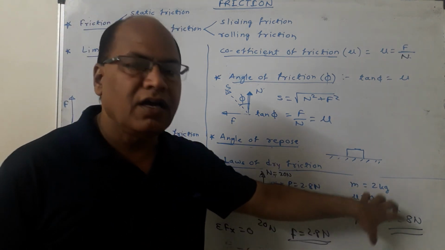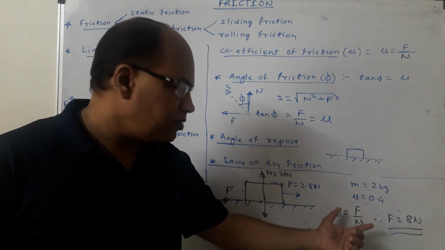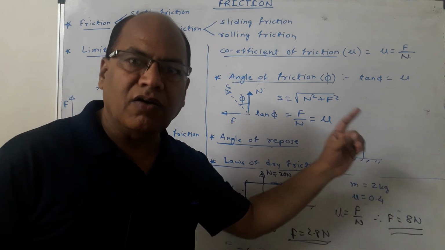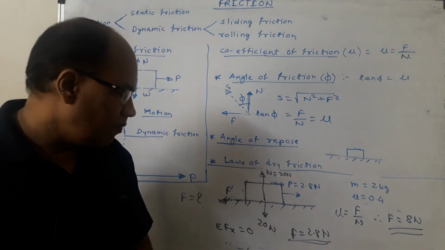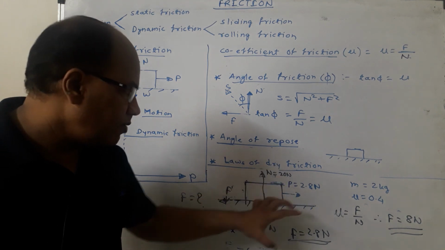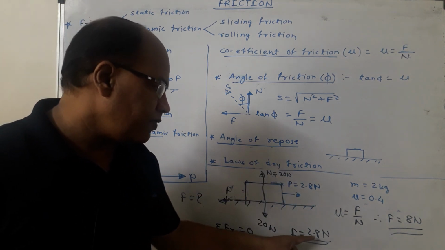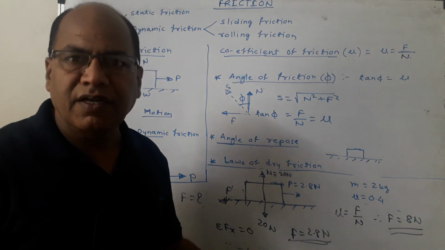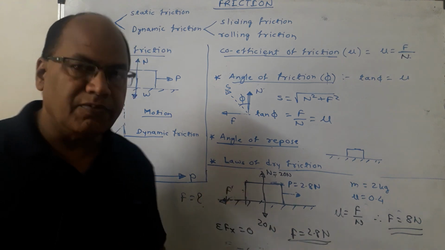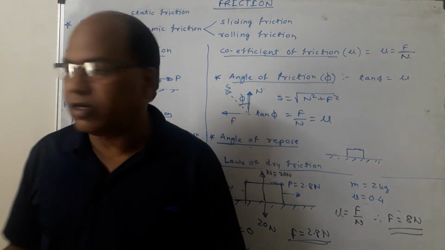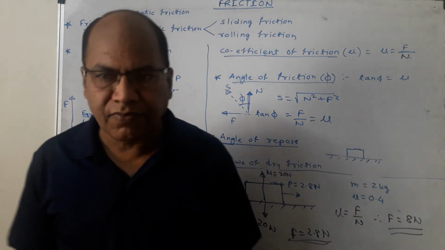So this formula is to be used only when the situation is of limiting equilibrium, or the body is on the point of motion. Whereas here, in equilibrium, we will have to consider summation Fx is equal to 0, and F is equal to 2.8 Newton will be the correct value of frictional force. So this is how the problem of this type is to be solved. We will have to always check in which stage the body is.